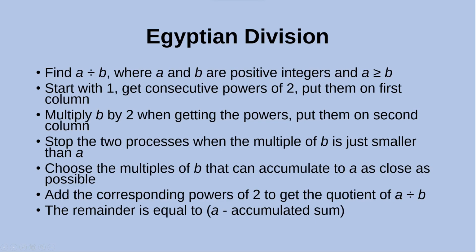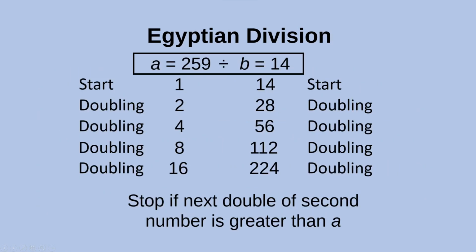And then we can choose the multiples of b that can help us accumulate to a as close as possible. And after that, we can add the corresponding powers of 2 to get the quotient of a divided by b. And of course, it is possible that we have a remainder. The remainder is equal to a minus the accumulated sum. Now, let us see an example of the Egyptian division.